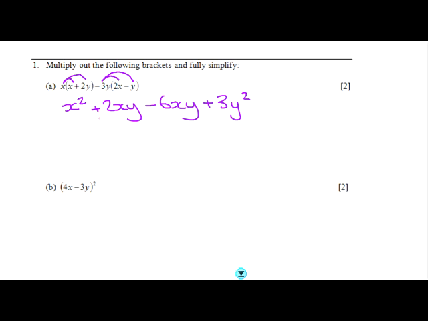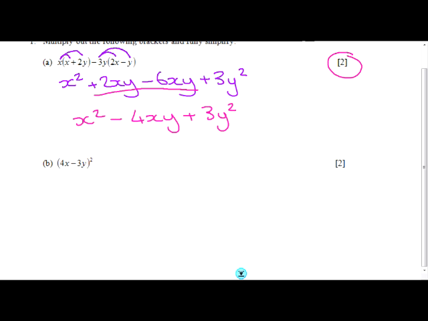Now we can tidy up these two like terms to be x squared. 2 take away 6 is minus 4, so it's minus 4xy and 3y squared. You need all of that for 2 marks. Now let's just move it down a tad.